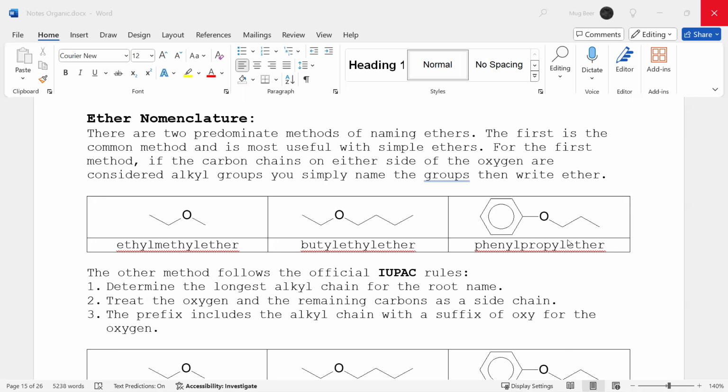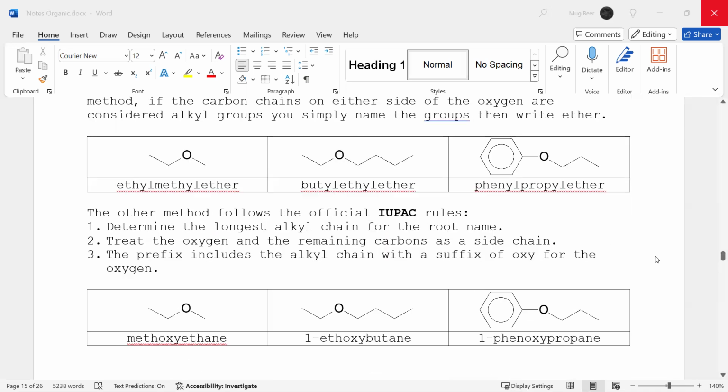That's not the IUPAC nomenclature, though. The IUPAC nomenclature is actually harder. It doesn't need to be, and most people don't even use the IUPAC nomenclature. They use the common nomenclature because it's easier. So what you do is you find the longest carbon chain. The longest carbon chain in this first one is 2 carbons, so it's an ethane.